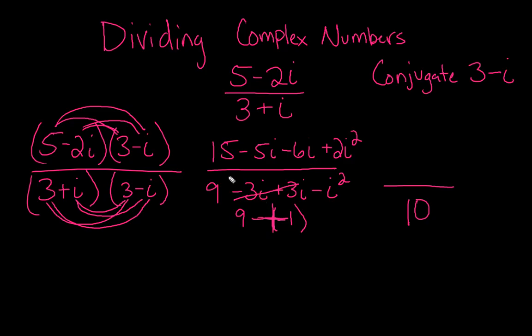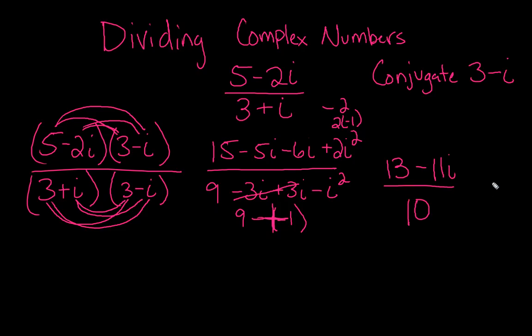From here, we can combine like terms. Again, we can change the i squared into the negative 1. So if we were to rewrite this, this is just 2 times negative 1. So it becomes a minus 2 over here. So if we combine our real parts, we have 15 minus 2, which gives us 13. And then our imaginary parts, we have negative 5i minus 6i gives us negative 11i. So we're not quite done here.